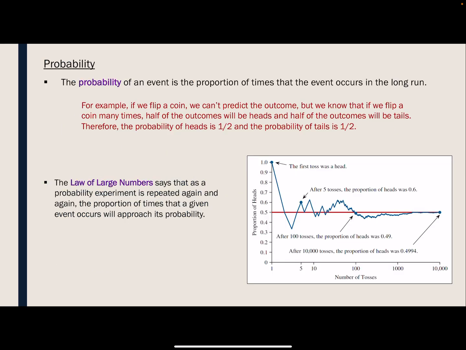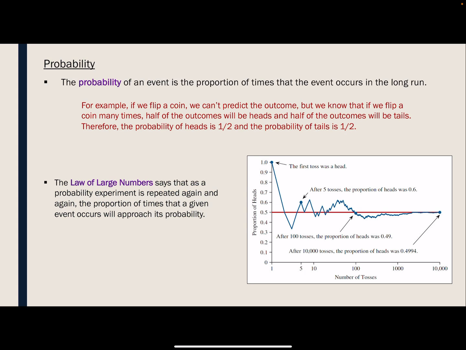So first let's just talk about the definition of a probability. The probability of an event is the proportion of times that the event occurs in the long run. So for example, if we're flipping a coin, if I flip it just once, I can't predict the outcome of that one flip. I can make a guess, but I can't make a prediction. But if we flip that coin many, many, many times, I know that half of the time I'll get heads and about half of the time I'll get tails. And therefore, we say that the probability of flipping a head is 1/2 and flipping tails is 1/2.